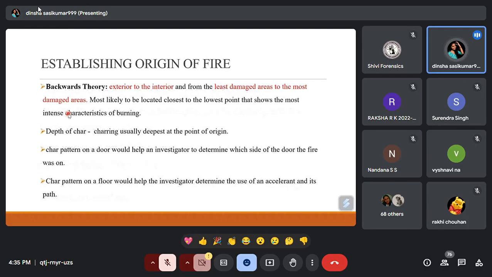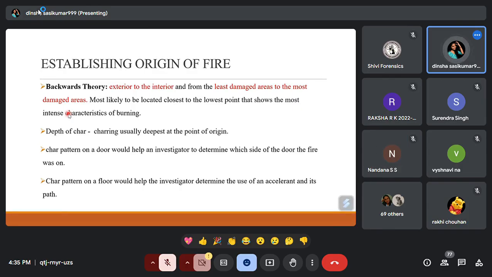Now, the next is establishing origin of fire. When we are investigating an arson scene, the first objective of an investigator is to establish the point of origin of the fire. So first we have to apply the backwards theory. That is the theory that leads an investigator forward.